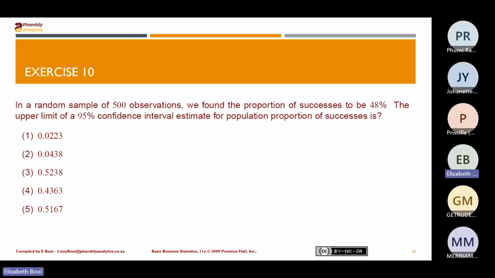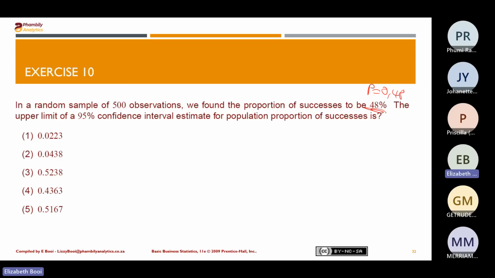The last one is proportion. And they are telling you what your P is. You don't have to go and calculate your X. They're already giving you your P in the right format. So your P is just 0.48. You just go and substitute into the formula and find your confidence level.